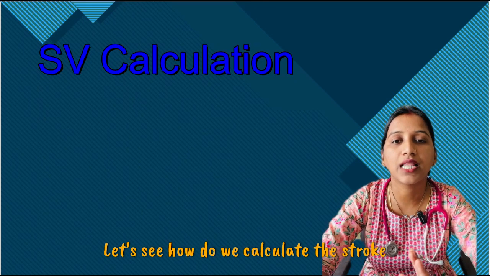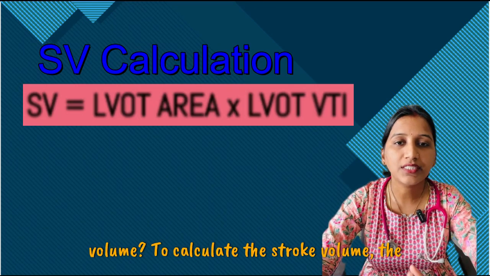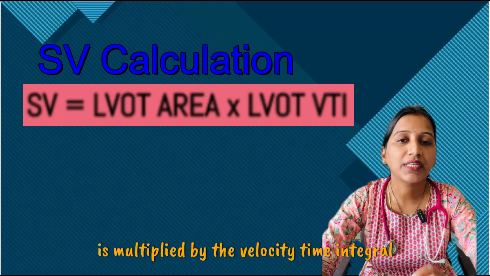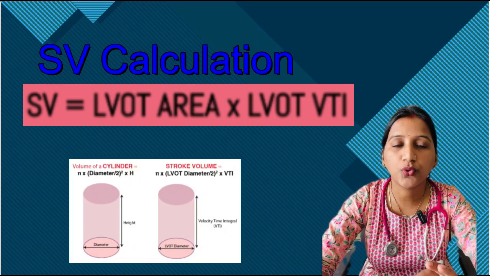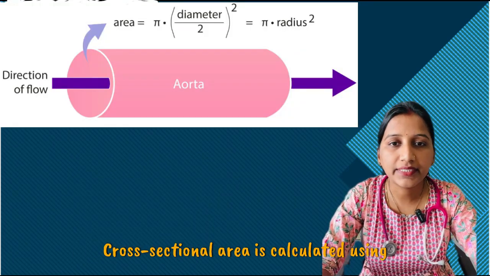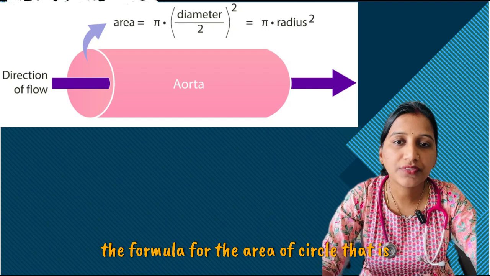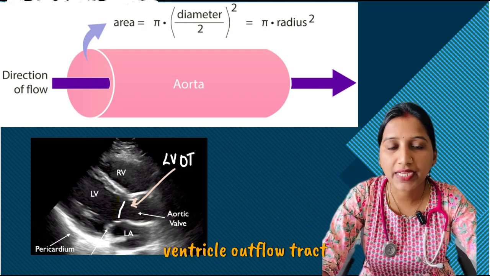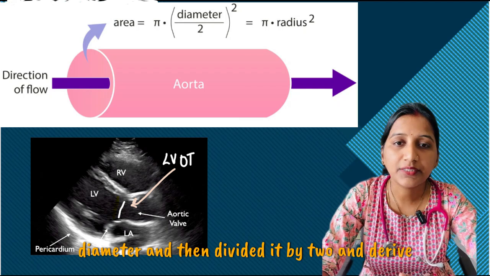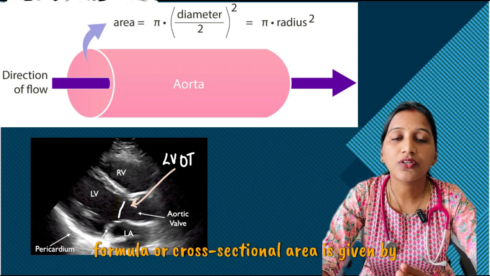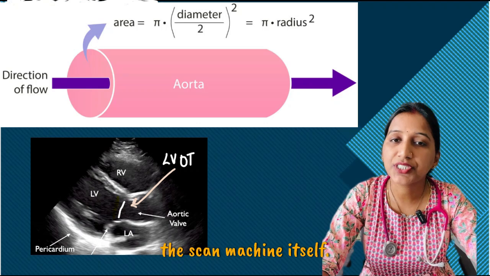Let's see how we calculate the stroke volume. To calculate the stroke volume, the cross-sectional area of the outflow tract is multiplied by the velocity time integral of flow through it. As you see in this formula, cross-sectional area is calculated using the formula for the area of a circle, that is pi r squared, where we measure the left ventricular outflow tract diameter and then divide it by 2 and derive the cross-sectional area based on the formula. Or the cross-sectional area is given by the scan machine itself.